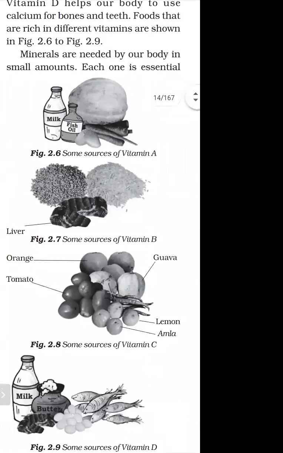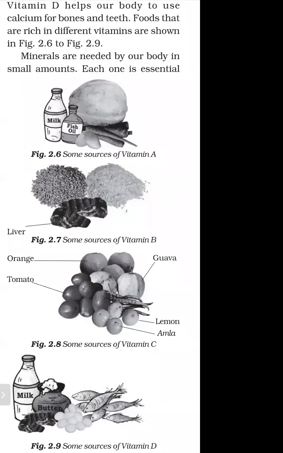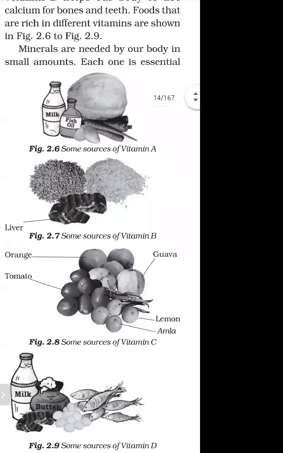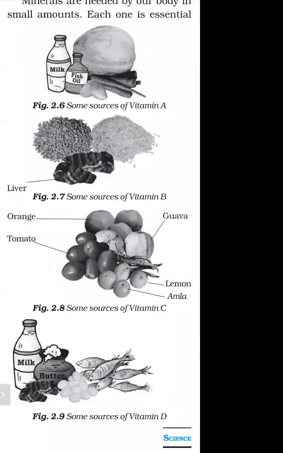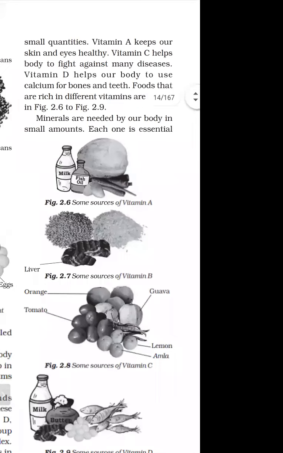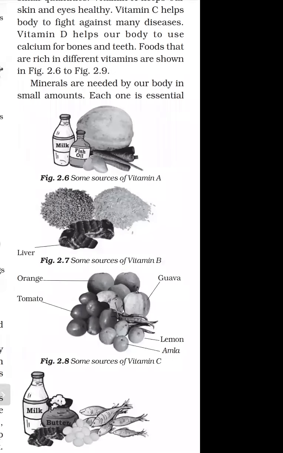And what is the function of vitamin C? Vitamin C helps the body to fight against many diseases. And what are its sources? Orange, tomato, lemon, amla, guava. These are the sources of vitamin C. Vitamin C is obtained from citrus fruits.